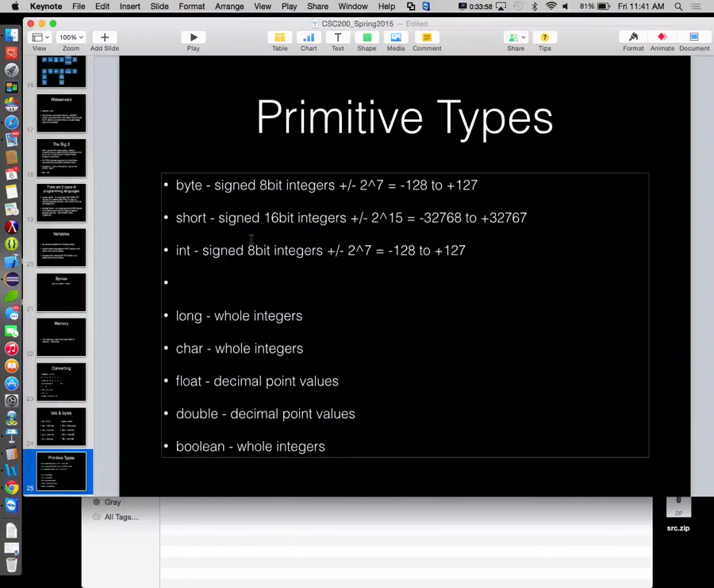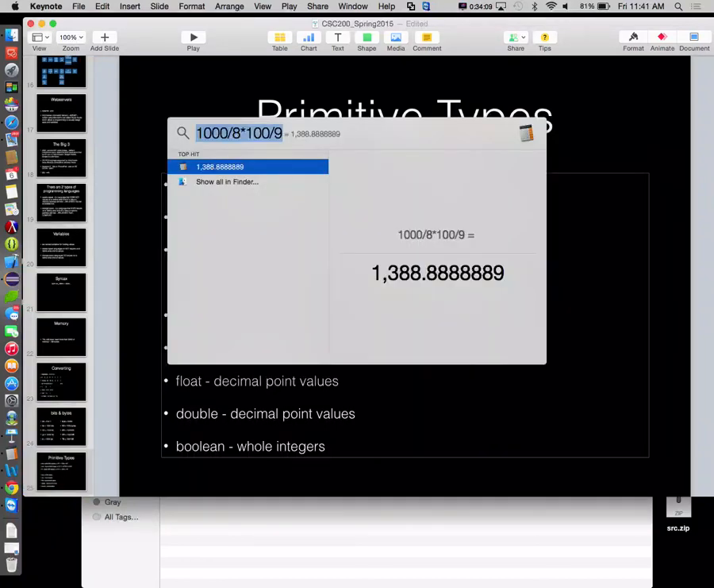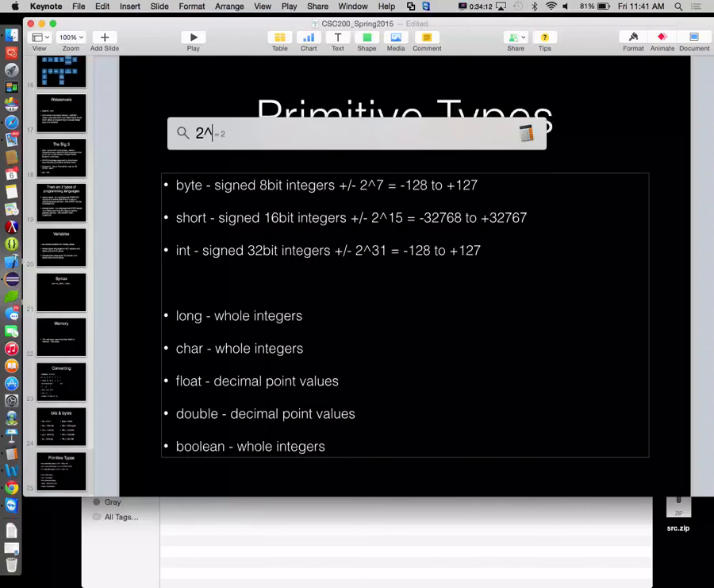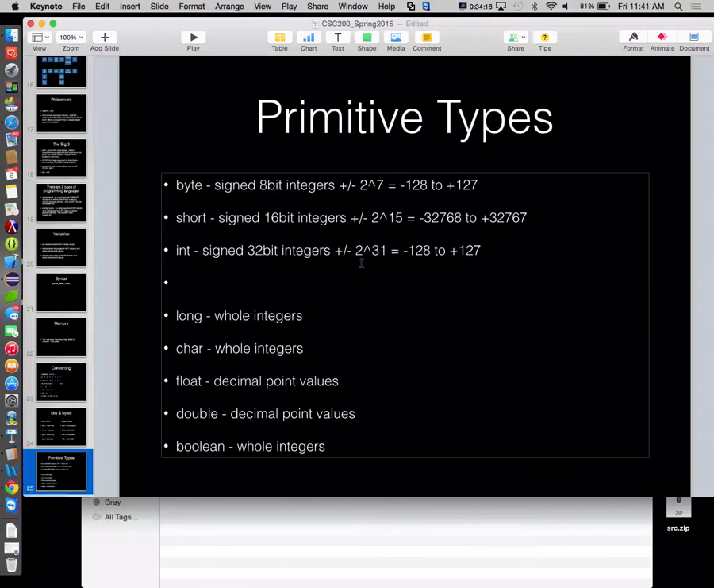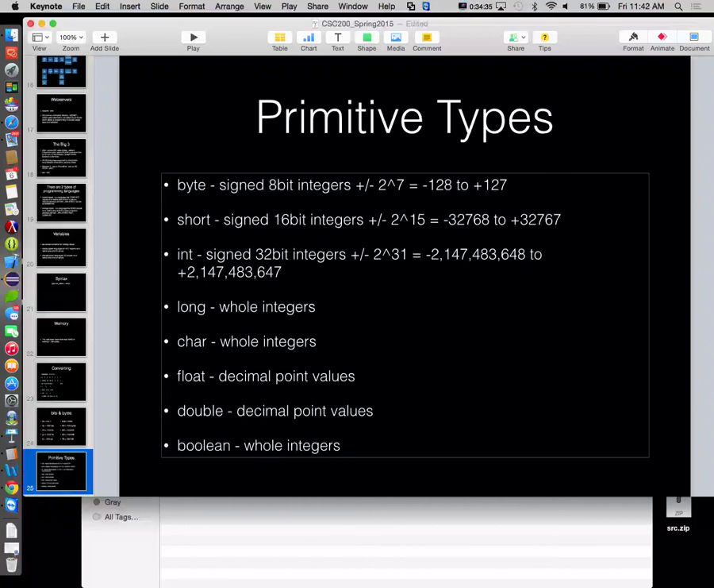is assigned a 32-bit integer, plus or minus 2 to the 31st. And this is roughly negative 2 billion to positive 2 billion. So this is 2 to the 31st. Let me copy this. Negative that to positive that. So that's the range of values that fit in an int. Plus or minus 2 billion and change.